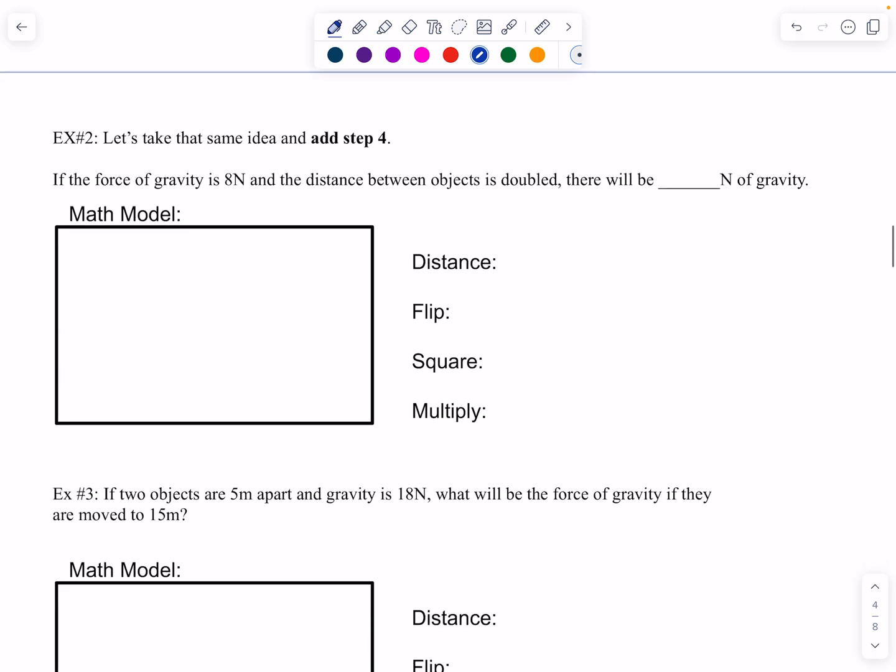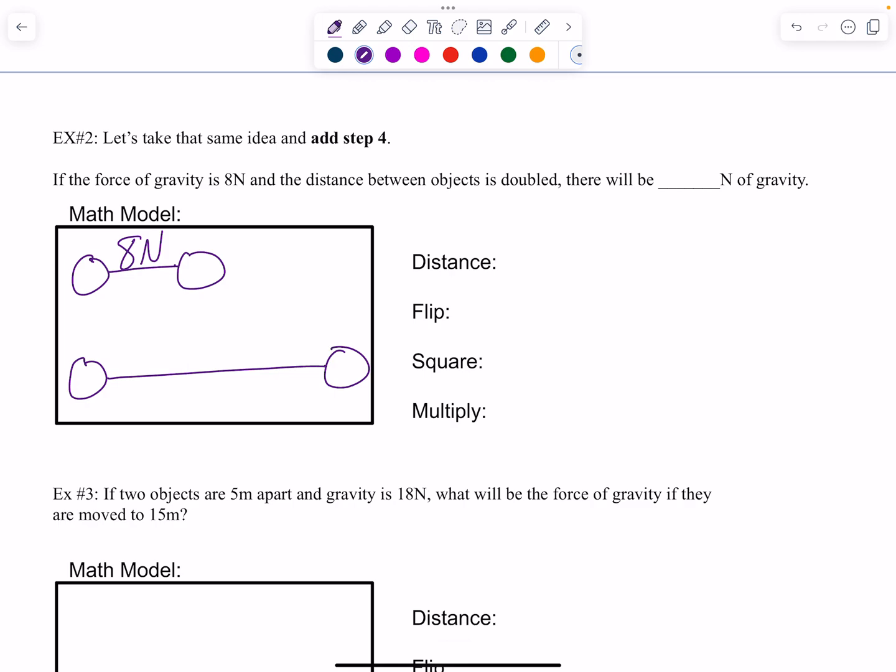So let's go ahead and put all of those pieces back together, if I'm going to make that math model. The first one says the force of gravity is 8 newtons. And when you're making your math model, it doesn't matter if I put it at the top or at the bottom. I'm just getting that information in front of my eyeballs. It says the distance between the objects is doubled. So I don't even know how far it is. It just says it's twice as far as it was before. And so whatever that distance was, it's now 2 times the amount of distance.